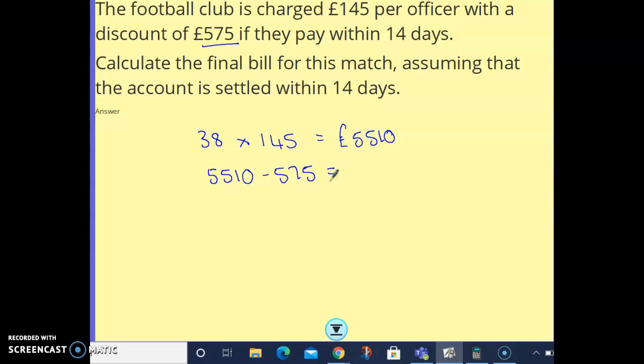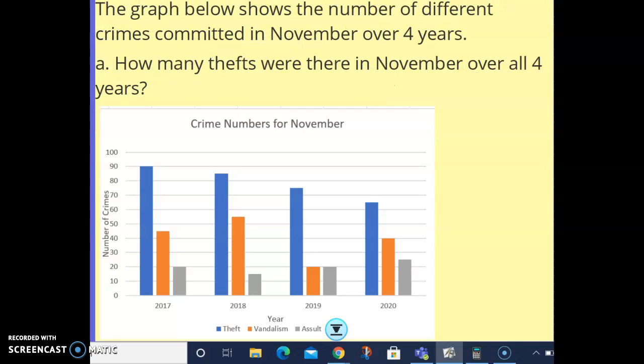So we can take that away. So altogether they would get charged £4,935. Again, no pound sign when you put it into Moodle, just the numbers. Okay, next question. Moving on to the graphical stuff.